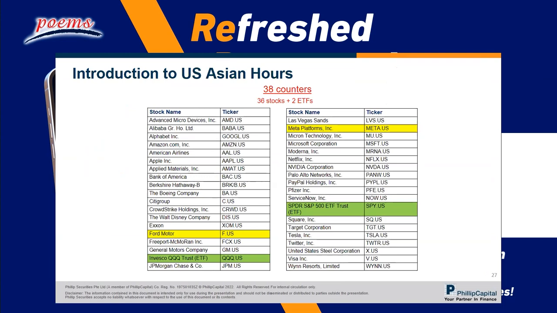So for the US Asian hours, it will be 38 counters, including 2 ETFs. So this will be the list of the counters that are available in the US Asian hour.